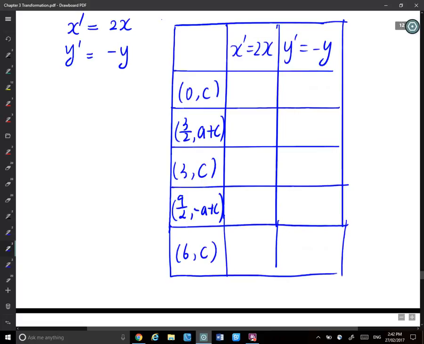The x coordinates will times 2. That's 0, 3, 6, 9, and 12. The y values will be minus c, minus a minus c, minus c, a minus c, and minus c.